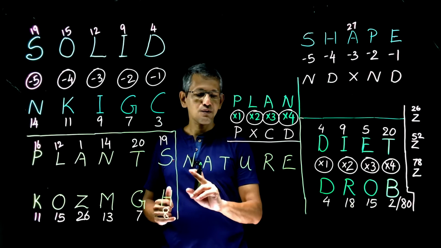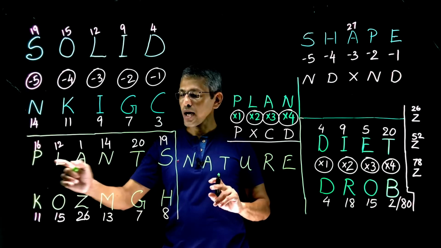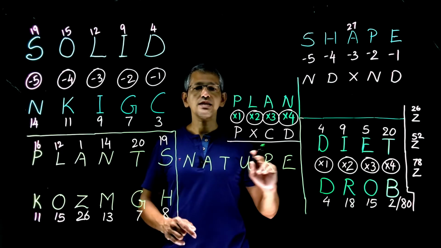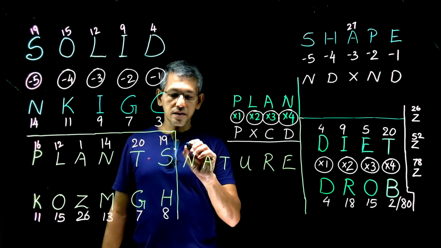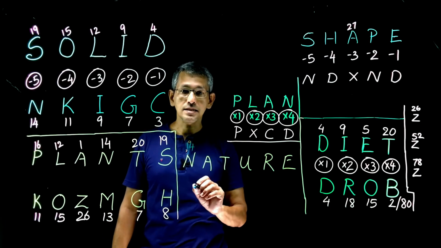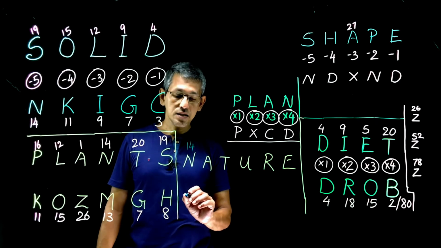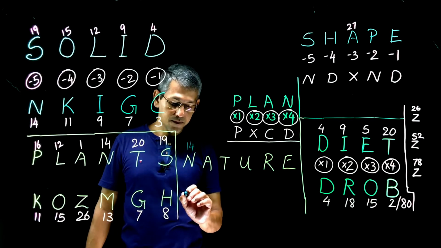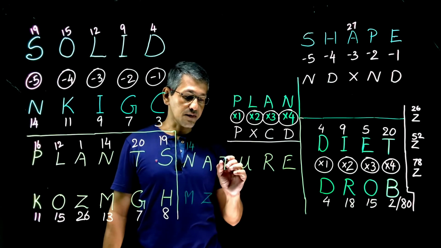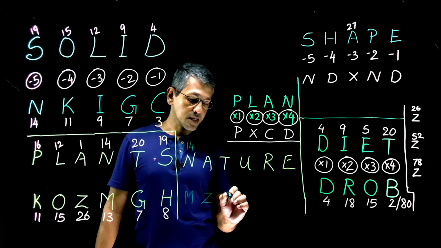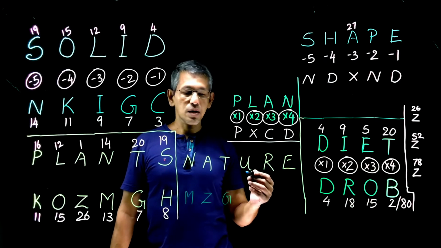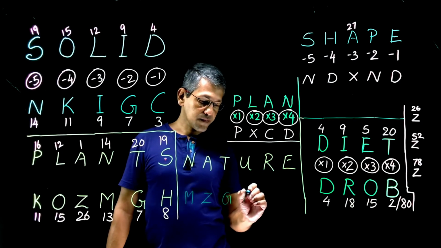So we can apply that with the word nature. So if plants is called as KOZMGH, what's the code for nature? Well, N is 14. 14 plus how much is that? 14 plus 13 would be 27, right? So M. And A, of course, we know that Z. 1 plus 26 is 27. T, complementary letter would be G. And U is 21. 21 plus 6 is 27, so F.